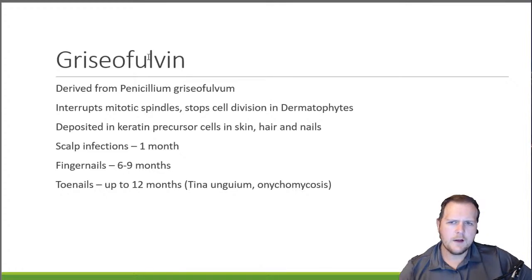Griseofulvin's another common one you're going to see used from an urgent care, family practice sort of standpoint. This is helpful for treatment of fungal infections in the skin, hair and the nails. So you'll see this used a lot for things like onychomycosis. You'll see this used a lot for scalp infections here.